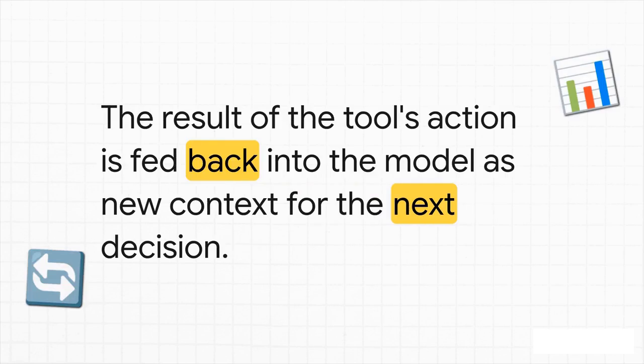And this is the crucial feedback part of the loop. The result of that action, let's say it's a raw list of 20 job postings, gets fed back to the model as brand new information. It's like the agent is reporting back to its brain saying, okay, here's what I found, now what?